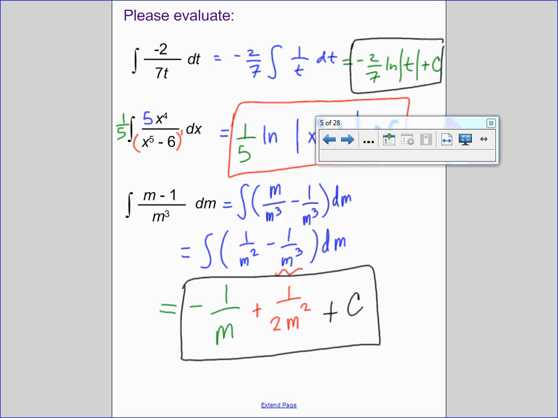Evie? Where did the 2 come from? Great question. So where did this 2 right here on bottom come from?